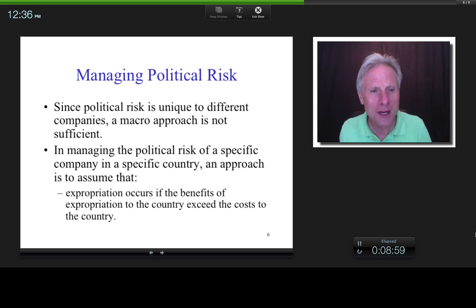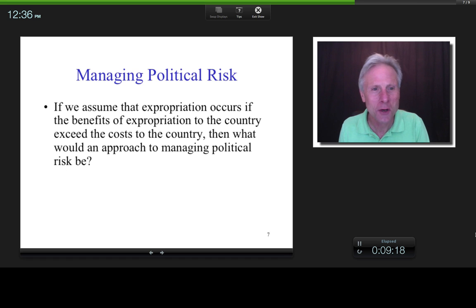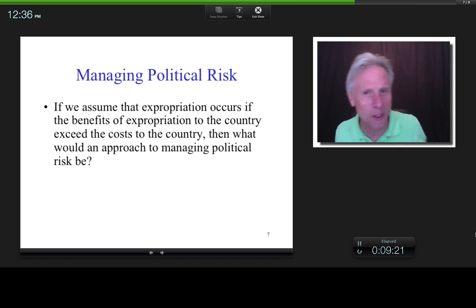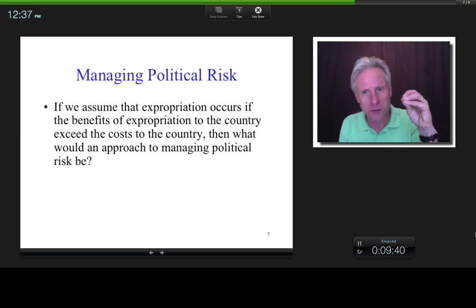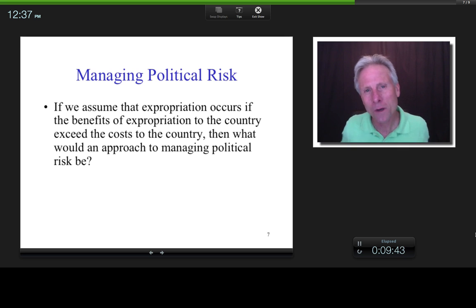And so in managing political risk, basically a thought process is that expropriation will occur if the benefits of expropriation to the country exceed the costs. And so if Coke, say, going into Zimbabwe, goes through a thought process of, well, how beneficial is it for Zimbabwe to take our syrup plant or take our bottling company or whatever it is, and then they think about how costly would it be to them? Well, if it's more beneficial than costly, then what can Coke do about that?